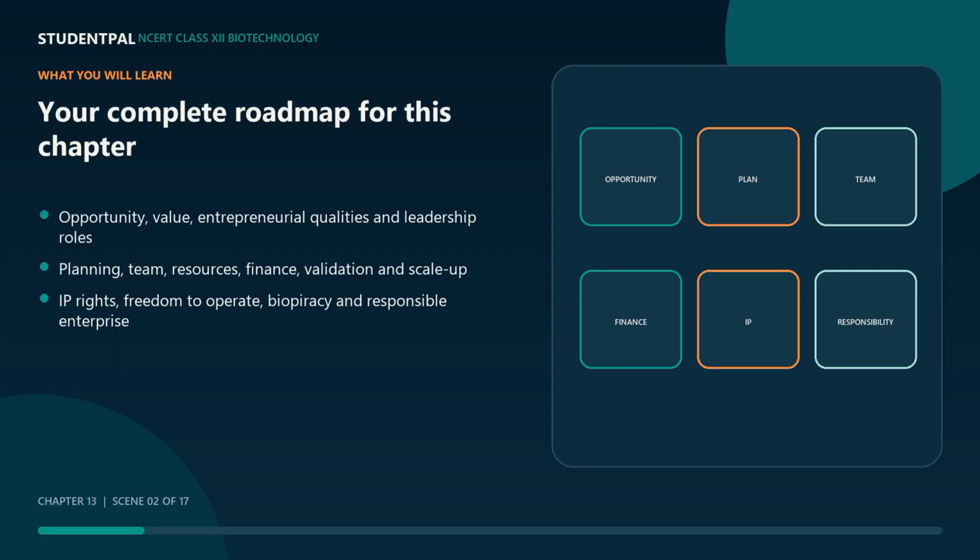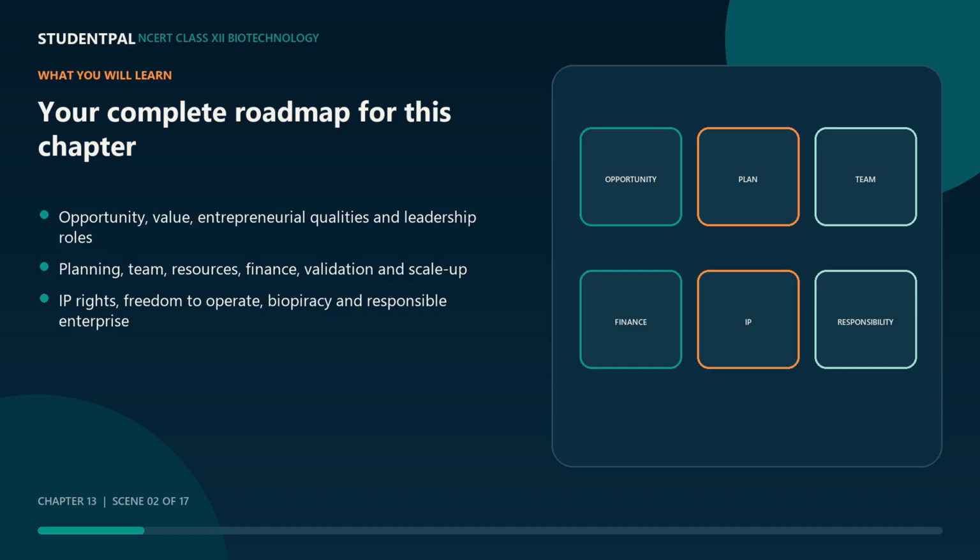Our roadmap begins by distinguishing a scientific observation from an entrepreneurial opportunity. We then study curiosity, initiative, resilience, ethical judgment, communication, teamwork, and calculated risk-taking. We compare the entrepreneur's role in creating and bearing uncertainty with the manager's role in coordinating defined operations, while recognizing that one person may perform both.